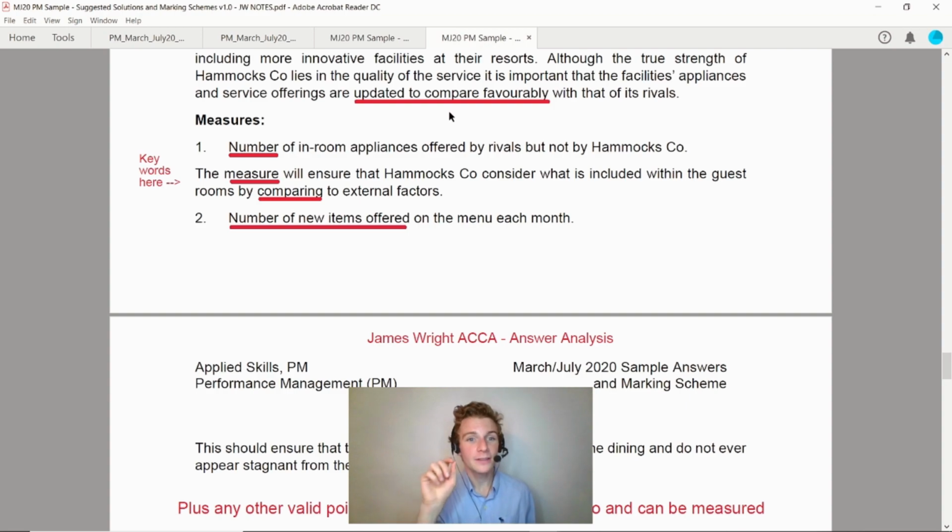But secondly, the number of new items offered on the menu each month. That's referring to the food and beverages and the restaurant, as the complaint was it was the same that month, the same that trip, the same that trip. Well, they're wanting new and innovative ideas. That is another unique selling point for them to go and visit your business, Hammocks Co, versus the competitor.